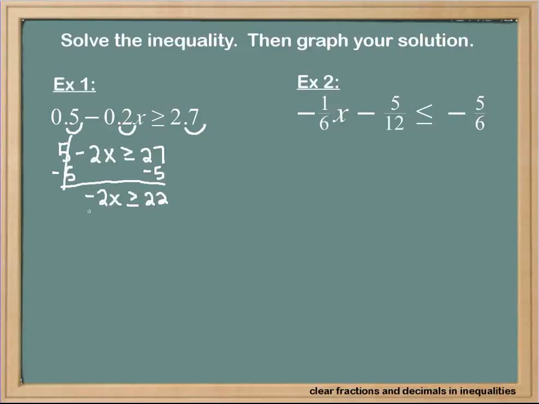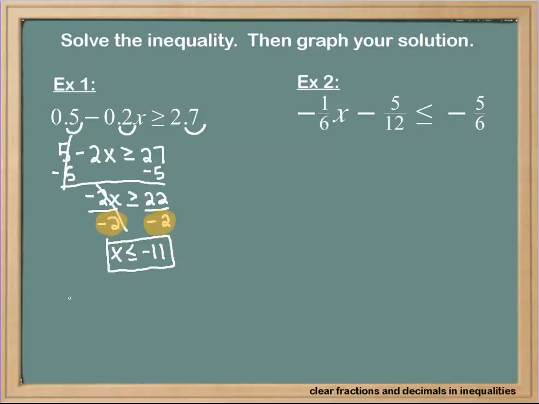At this point, I'm going to divide by negative 2. Because I'm dividing by a negative, what do we have to do here? Remember, this negative means that I'm going to have to flip the inequality symbol. So the greater than or equal to becomes a less than or equal to negative 11. So that's my written solution.